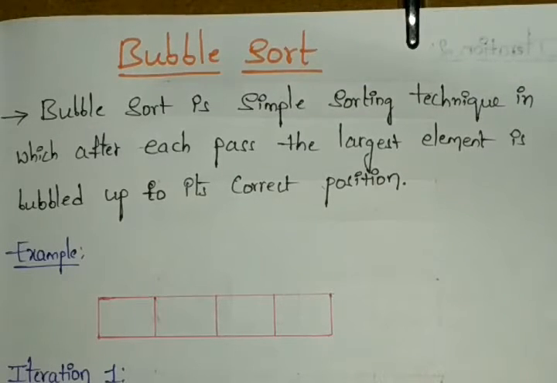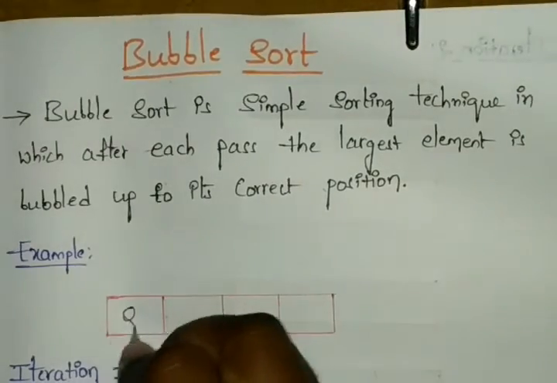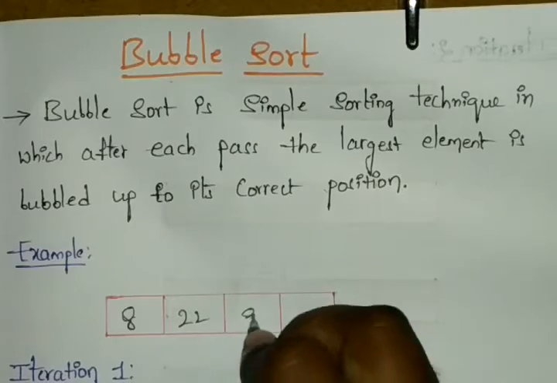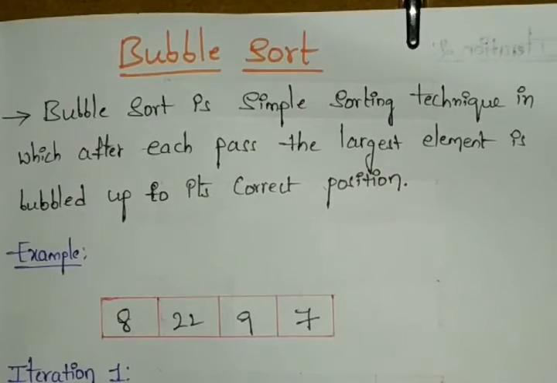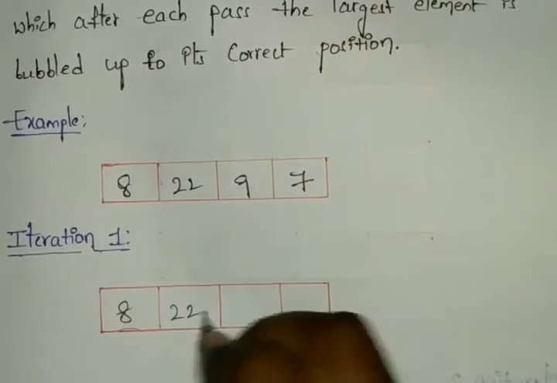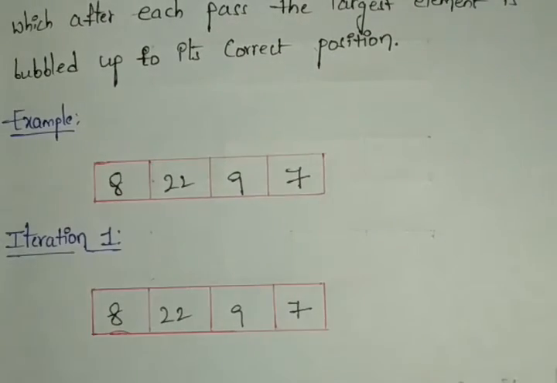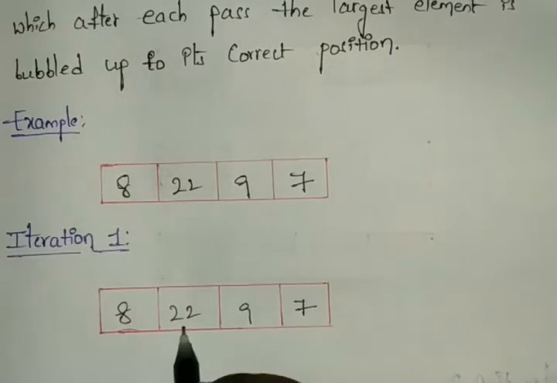So let's see one example to find the bubble sort. First I am taking an example list with the elements 8, 22, 9 and 7. So here we have these elements. First we are passing iteration 1. In iteration 1, I am checking the first element to the second element. These two are the adjacent elements, 8 and 22.